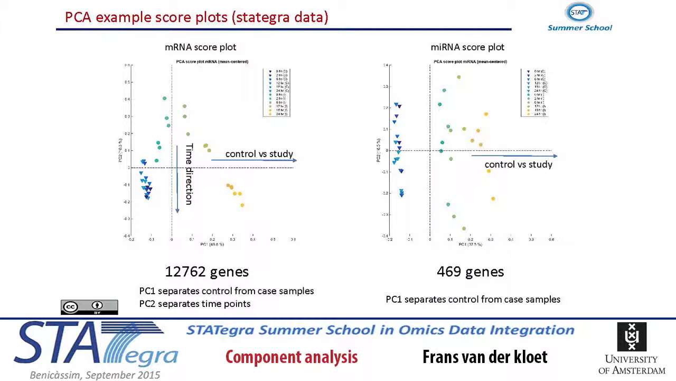So that gives me a nice idea of how they differ and how they differ from each other, and how reproducible they were measured. And if I look at my microRNA score plot, it almost looks similar, except that I've got a control versus study on the PC1 direction, but there's no clear time effect visible here in the Icarus samples.